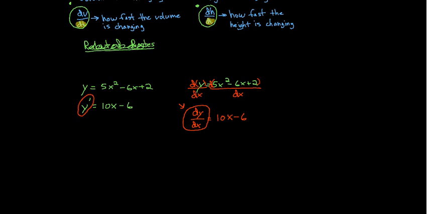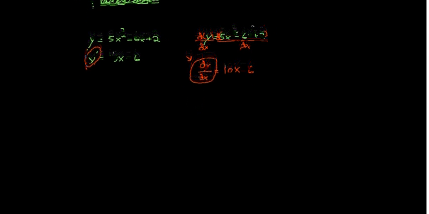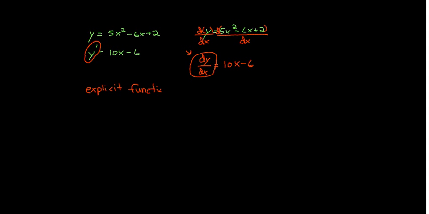Alright, now that's what we've been doing. Why is that so easy? This is easy because we have an explicit function. And that simply means y is by itself. Nice and easy.